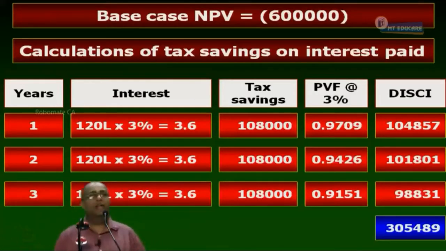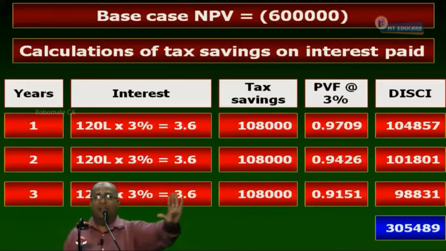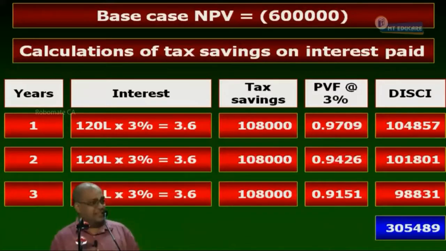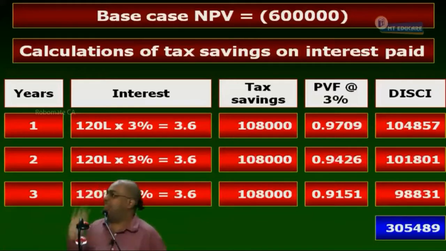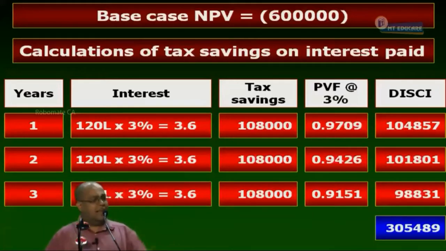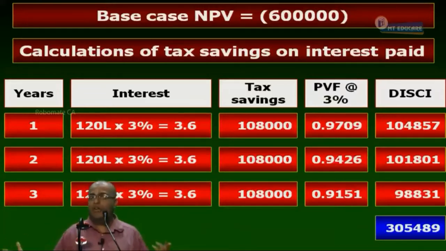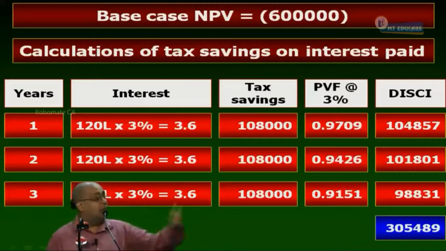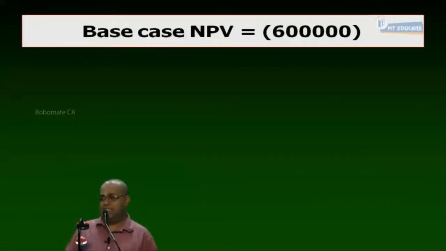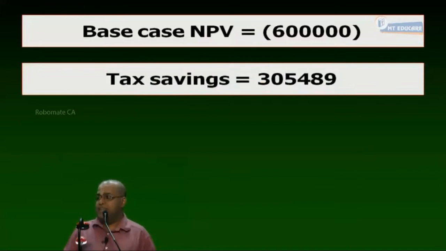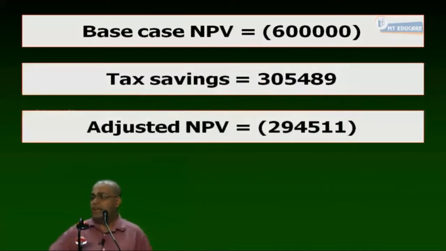Now, this is first. Tell me, if I do it as all equity, I get minus 6 lakhs. Yes or no? But due to debt financing, the government is giving a benefit of tax saving. In all equity, the government does not give me tax saving. But this tax saving is given because it is going to have debt. I can consider this or not? Yes, it is also a real inflow from outsiders only. In that case, base case NPV is minus 6 lakh and the tax saving is 3 lakh 5,489. Adjusted NPV is minus 2 lakh 94,511.